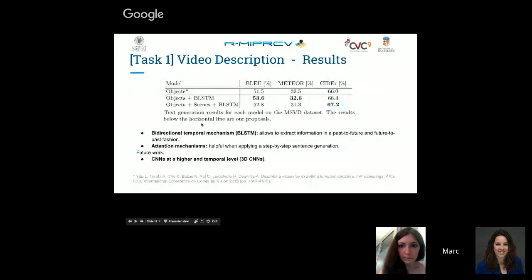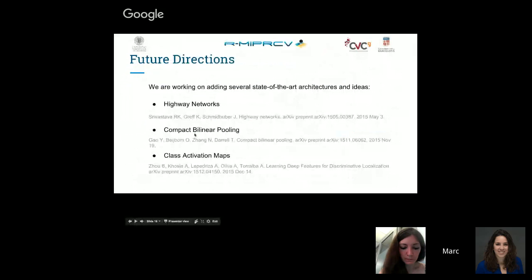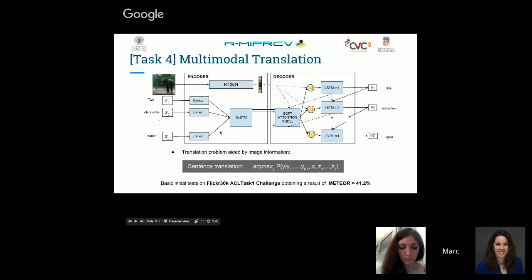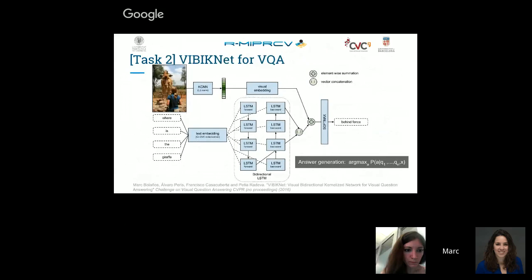It was pretty complex, but one of the structures that they used is the compact linear pooling. Here they applied a different kind of convolution using Fourier transforms. Instead of using a simple summation for combining both modalities, we used the compact pooling. We also used an attention model. But I think these structures were the most important ones.